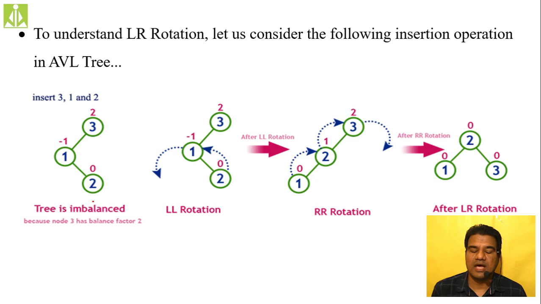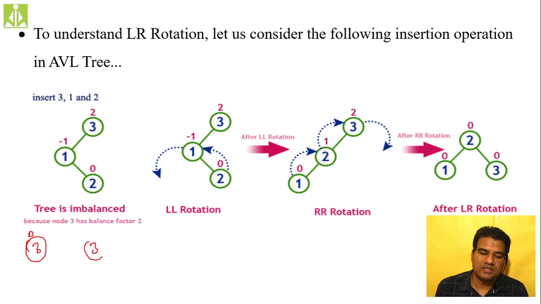To understand the LR rotation, let us consider the following insertion operation inside an AVL tree. So how are we doing? First we are inserting 3. Inserting 3, you will not lose the balance factor, you will get 0 only. Then try to insert 1. Compare 1 with this 3. 1 is smaller, so it will become a left child. Here the balance factor is 0, here the balance factor is 1, 1 minus 0, 1.